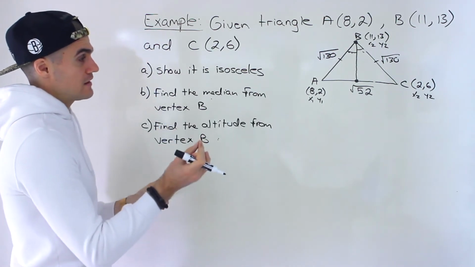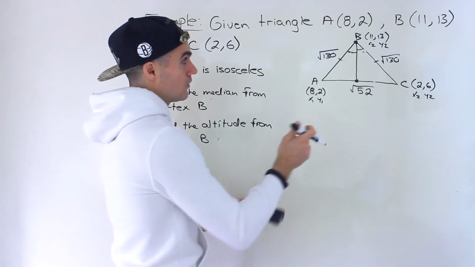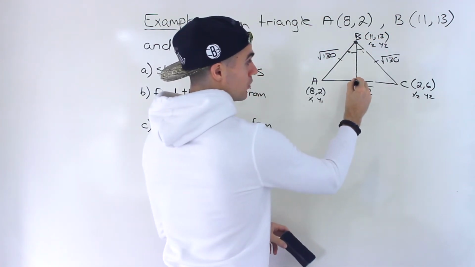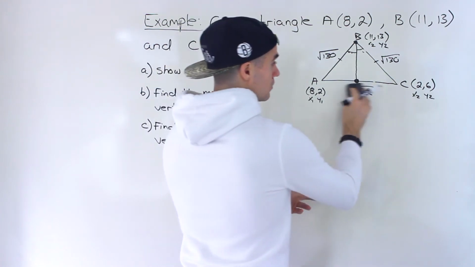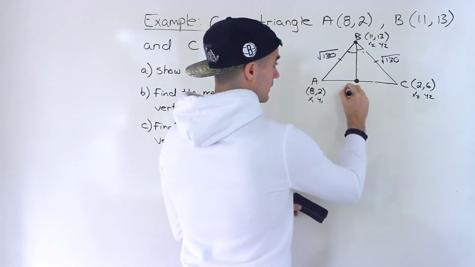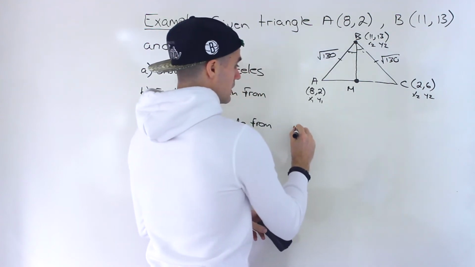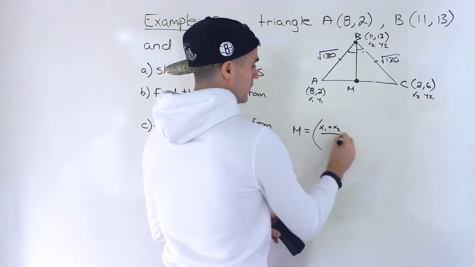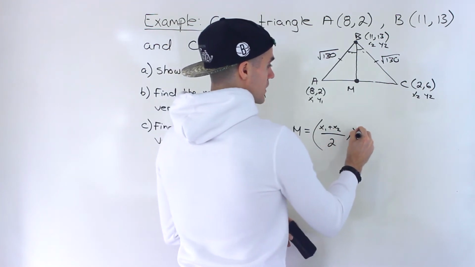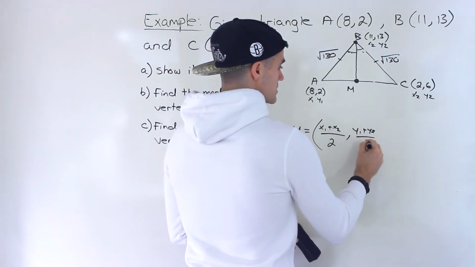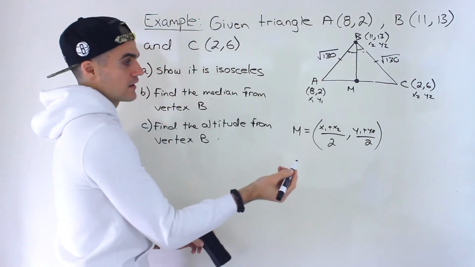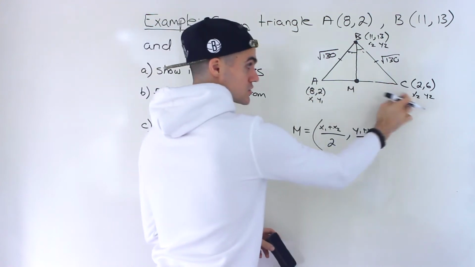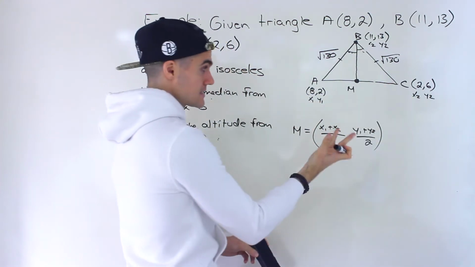So how do we find the equation of the median? Well, we already have the coordinate of vertex B. Well, we need the midpoint over here. So let's find what that midpoint is. And what's the formula for a midpoint? Well, it's the sum of the x values divided by 2, and then the sum of the y values divided by 2. Right? So we're finding the midpoint between these 2 points, between A and C.